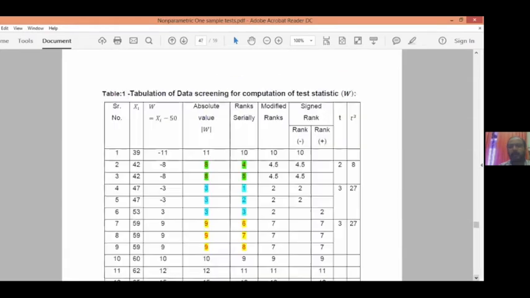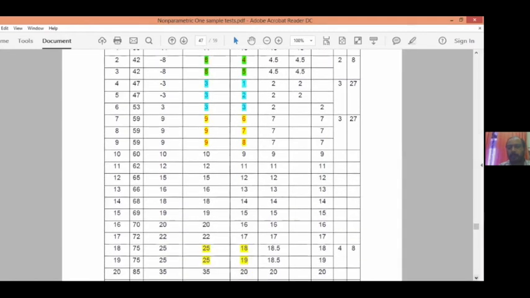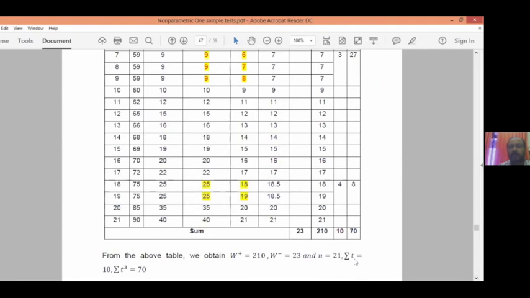I have worked this out to show you how the T and T cubed correction factor is involved in the large sample test case. These are the problems which I have marked with color: how to get the repetitions, how to get the number of these repetitions, and then we apply these values. We calculate the sums: sum of T is 10, sum of T cubed is 70, and W plus is 210, and W minus is 23 for the large sample case because it has 21 observations.